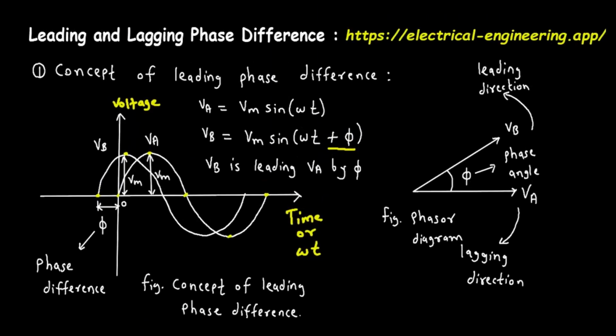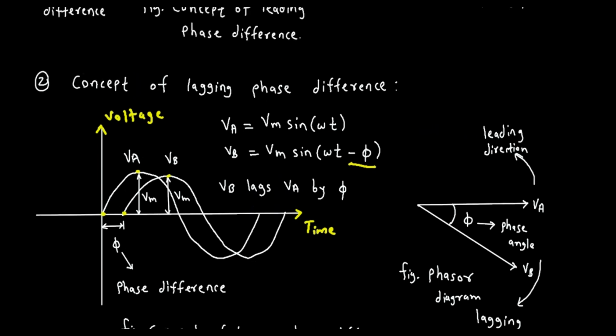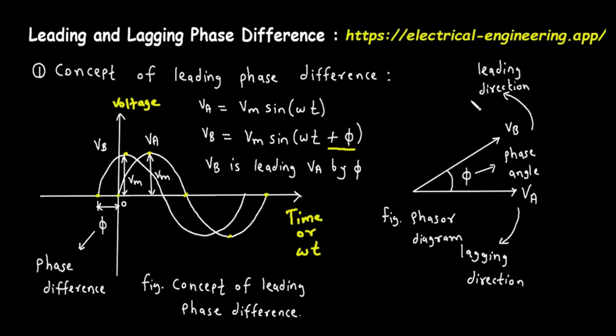It's also important to remember that this is all relative. In our first example, we said V sub B leads V sub A. That is the exact same thing as saying V sub A lags V sub B. In our second example, we said V sub B lags V sub A. This is the same as saying V sub A leads V sub B. It all depends on which wave you choose as your reference. Understanding this relationship between the mathematical equations, the waveform graphs, and the phasor diagrams is a crucial skill for analyzing AC circuits.